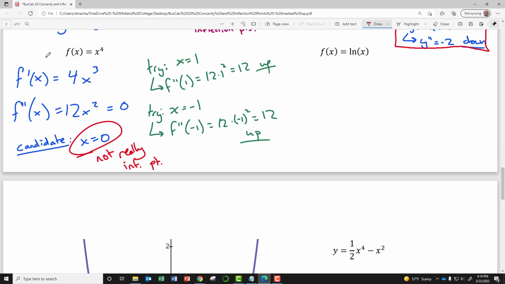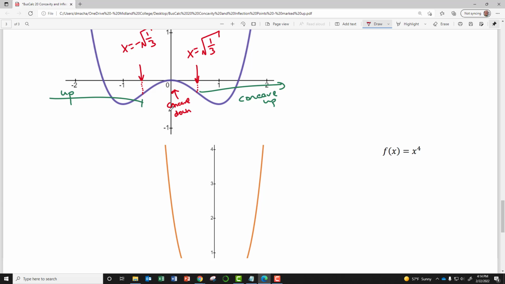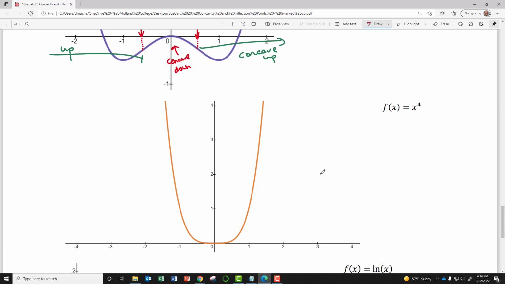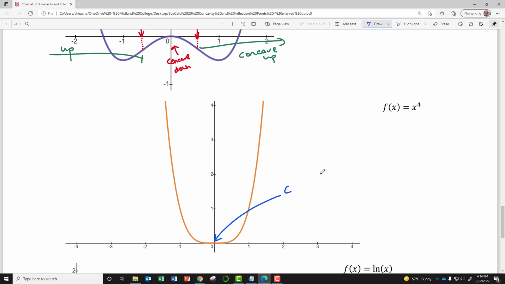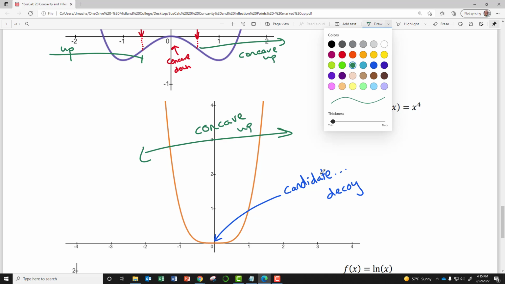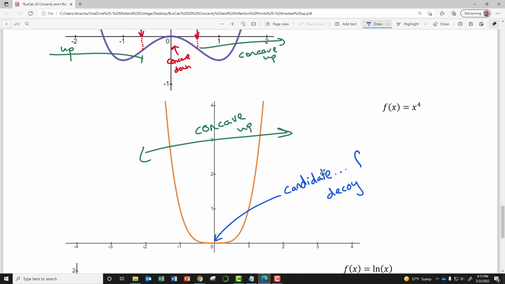And so an illustration of the curve x to the fourth is in orange here. And so here is where I had the candidate inflection point. That wasn't really an inflection point. It was just sort of a decoy because I'm concave up everywhere, right? This remains concave up on either side of that point. And I said, maybe this was an inflection point because f double prime of 0 was 0. But again, it turned out to not actually be an inflection point.